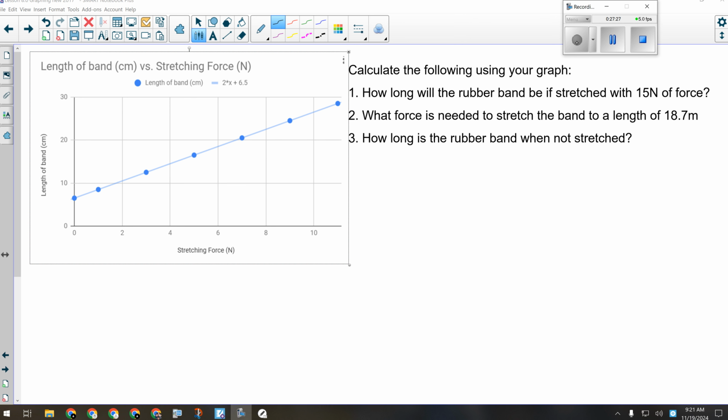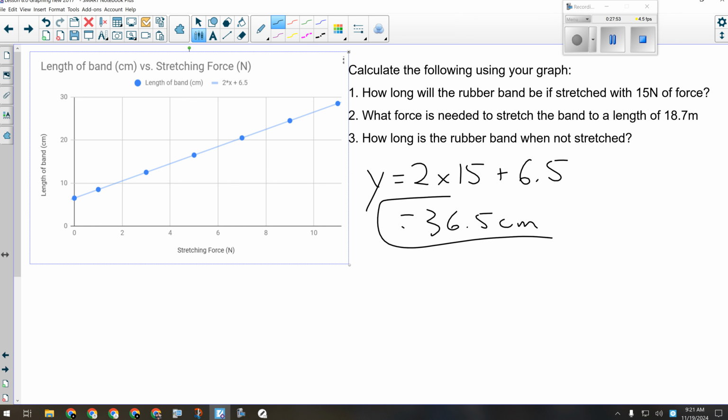Okay, well, let's walk through this one here. So the first one's wanting to know how long the rubber band will be if it's exposed to 15 newtons worth of force. Am I looking for y or x for number one? Looking for y, because length is on the y-axis. So don't have to do any manipulating, just have to plug in numbers. So that's going to be 2 times 15 newtons plus 6.5 centimeters. Okay, so that's going to be 36.5 centimeters, if my mental math is okay on that one.